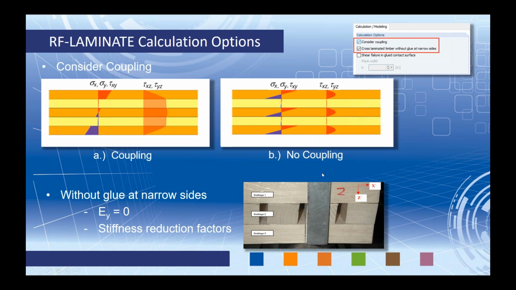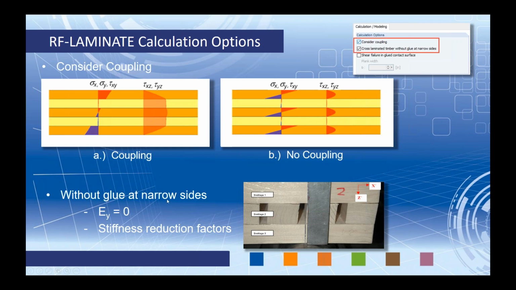Now in turn, with no coupling, we now have really independent behavior for each individual layer. You can see how this stress distribution looks quite different. So that's why we make the assumption you probably want those layers glued, but if not, you can always uncheck this to consider the coupling.